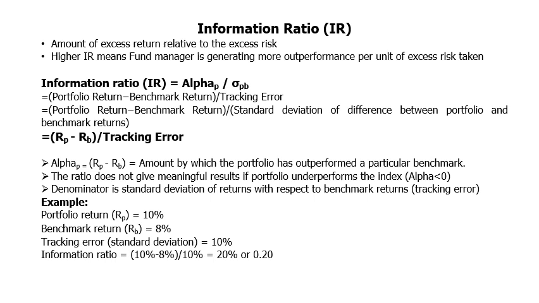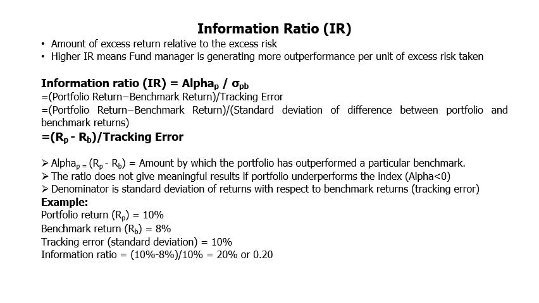Let's now discuss the information ratio. The information ratio looks at the amount of excess return relative to the excess risk. The higher the information ratio, the better the performance of the portfolio manager. Higher ratio indicates that the fund manager is generating more outperformance per unit of the excess risk he is taking.